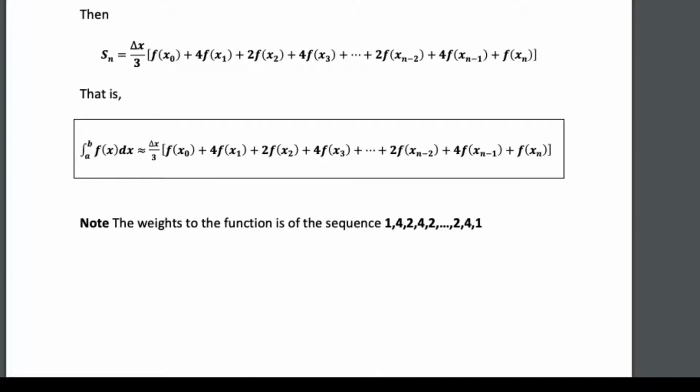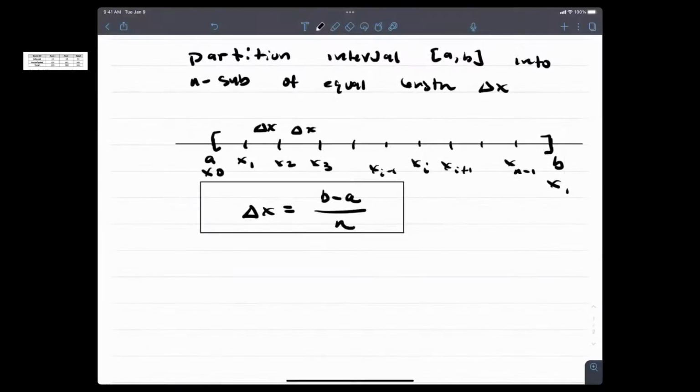Okay. Right, n is even here. So let's go look at an example of this, okay?